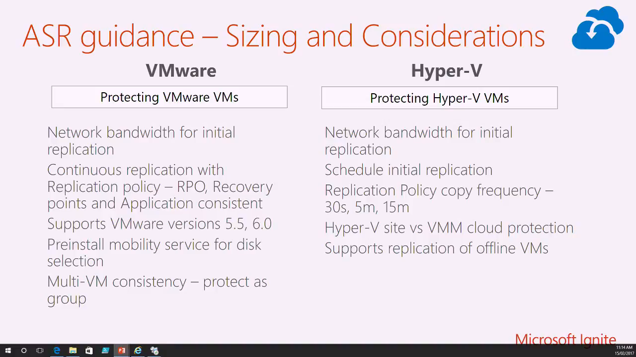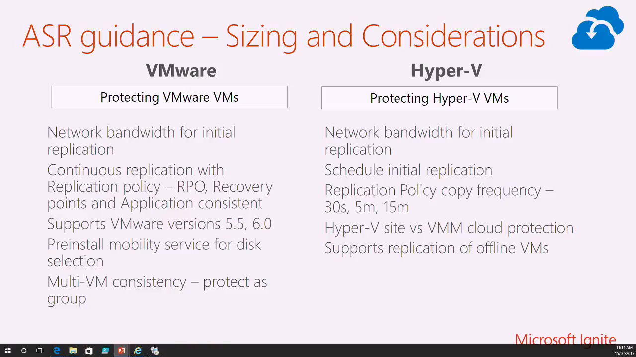Differences between VMware and Hyper-V: VMware is really continuous replication. That link is always on, which means you get a variable RTO time. With the Hyper-V scenario, we have what we call a scheduled replication, which is a feature of Hyper-V Replica. It can be as low as 30 seconds, 5 minutes, and 15 minutes. So you can select one of those three intervals.